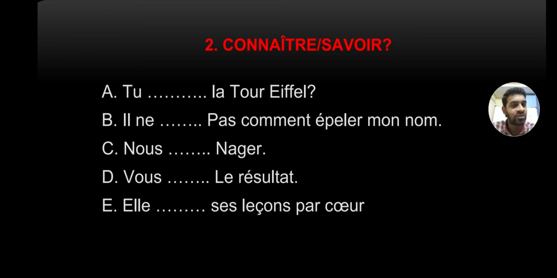The third one, nous savons nager. Again, we got a verb next to the to know. Nager means to swim. We know how to swim. Nous savons nager. At times there will be confusion about using connaître or savoir. Most of the time, everyone makes this mistake, until you master this, using connaître instead of savoir and savoir instead of connaître. So for the third one, it's nous savons nager.